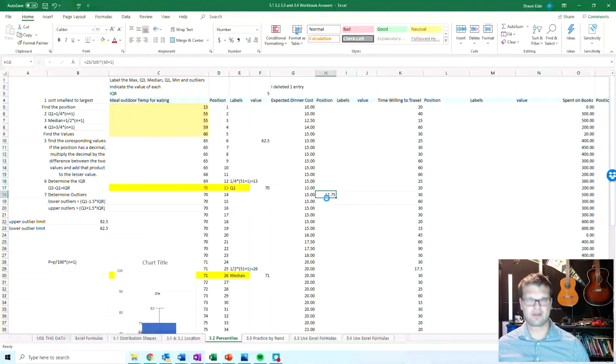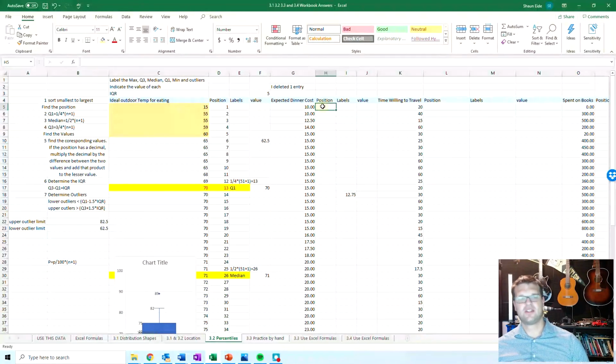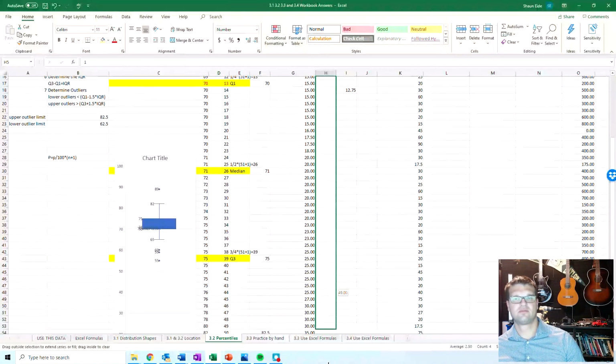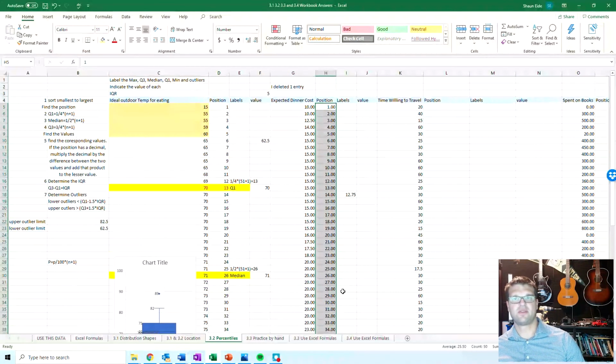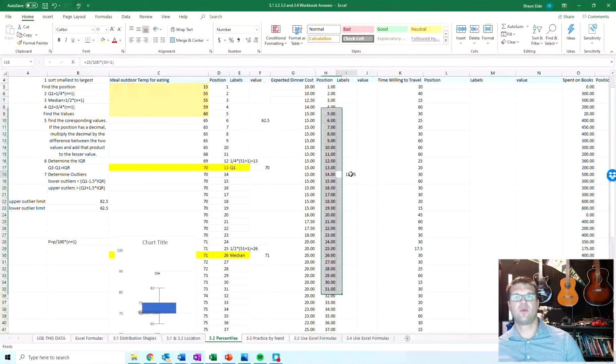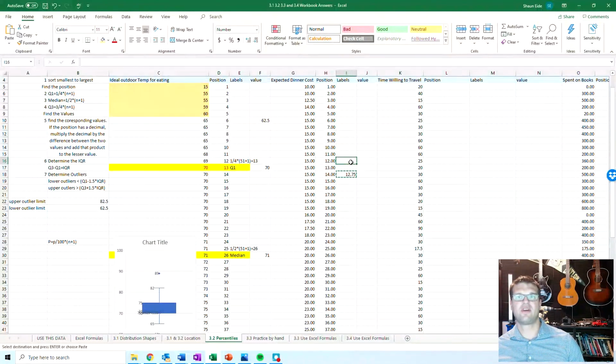Oh, whoops, I forgot to do something. What did I forget to do? I forgot to put the actual positions in here. So these are the positions. Every one of these has a position. And right here we said, okay, 12.75 is the delineating point between the two quartiles, but you don't see a 12.75.